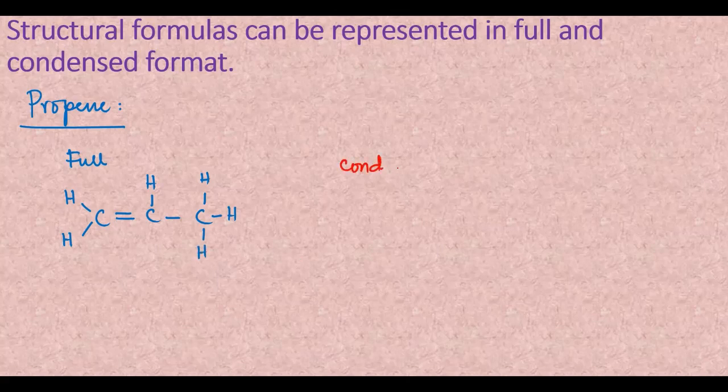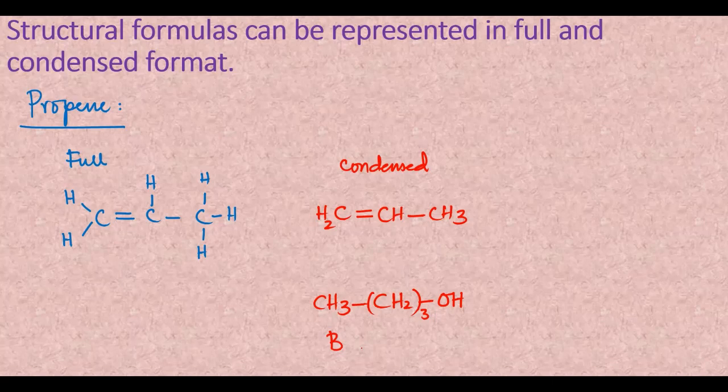While the condensed format is the one in which carbon with 2 hydrogen bonded with it is written as CH2, then we show a double covalent bond with a CH ending at a CH3. Another example of a condensed format is CH3, then we are writing a CH2 whole bracket 3, and then we are writing an OH. This is actually a butane 1-ol.